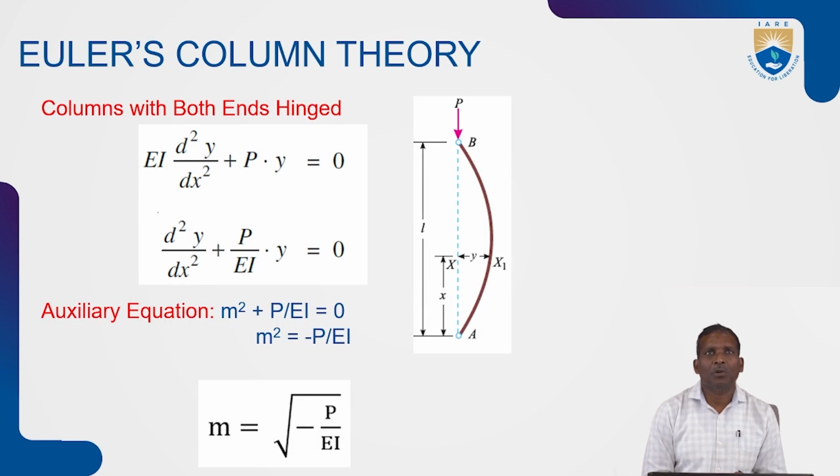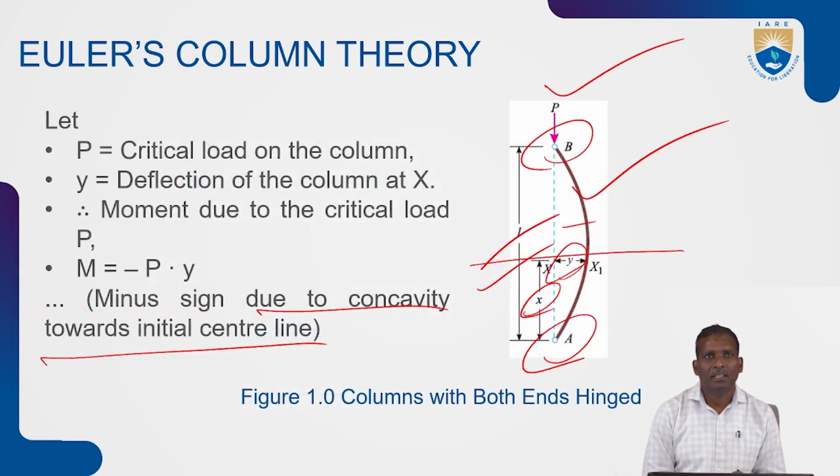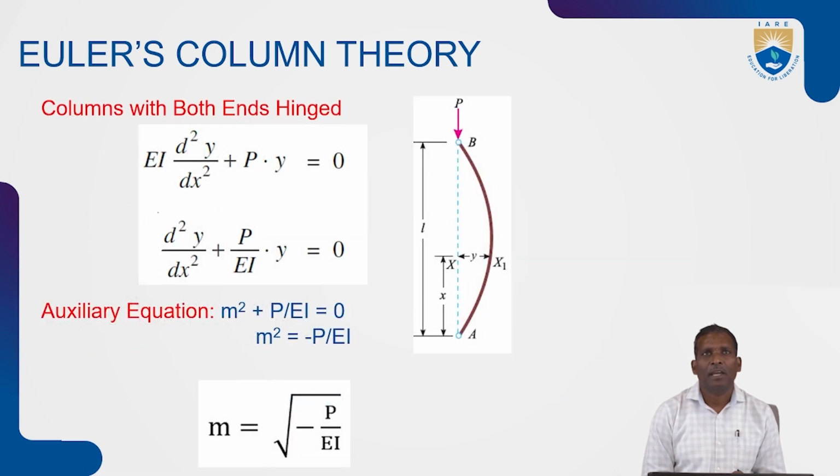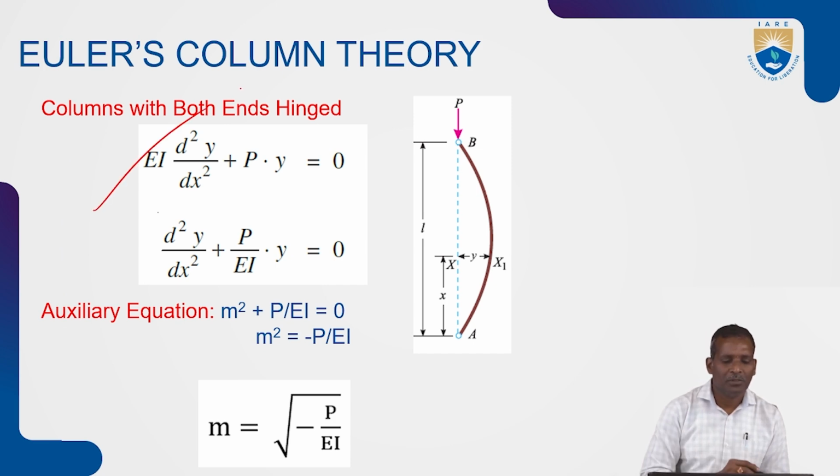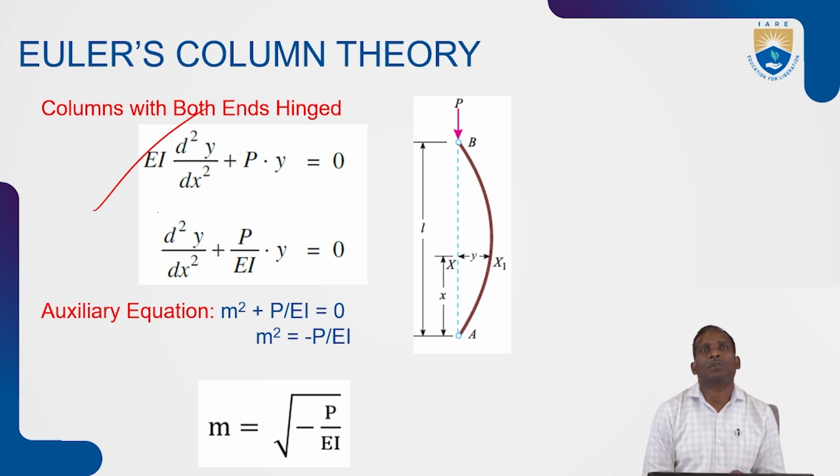So the columns with both ends hinged. Here we have calculated the moment due to the critical load and then applied the bending equation. So that is EI d²y/dx² + P y = 0.